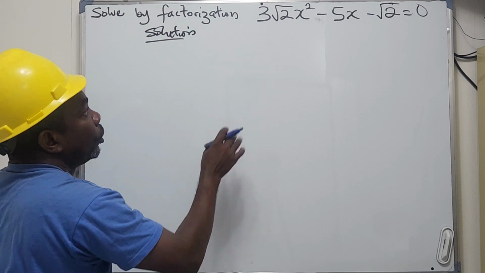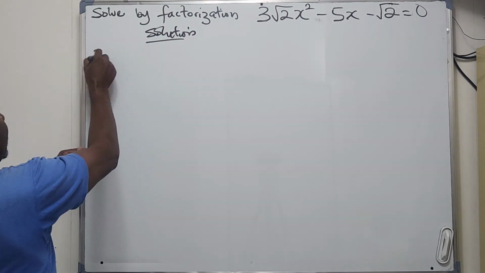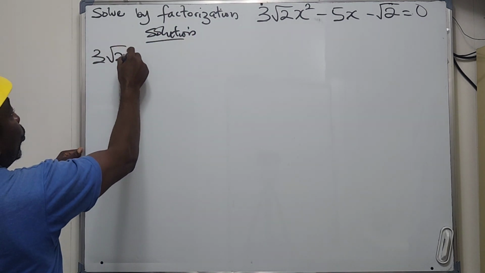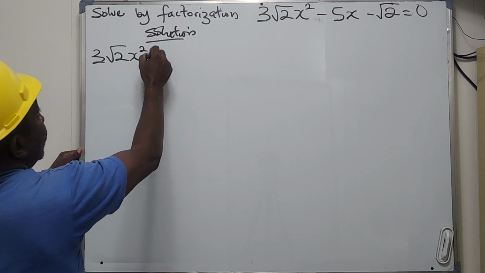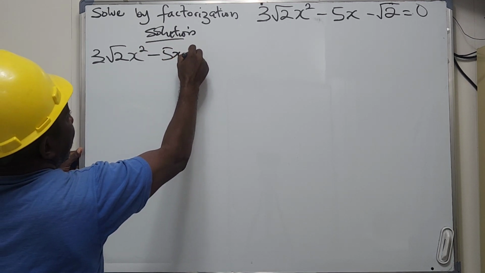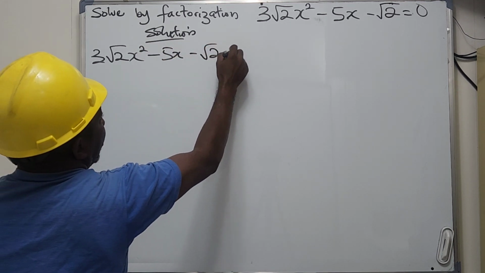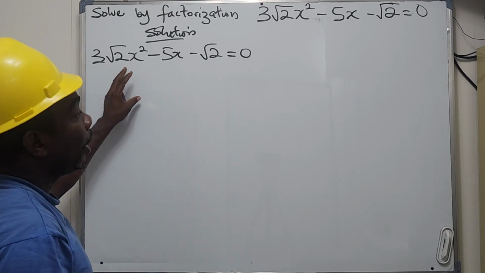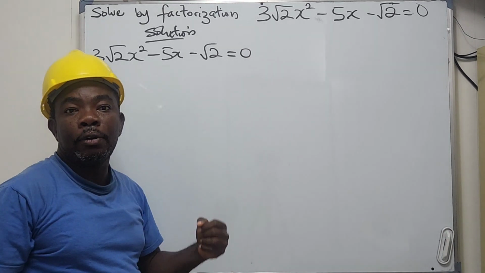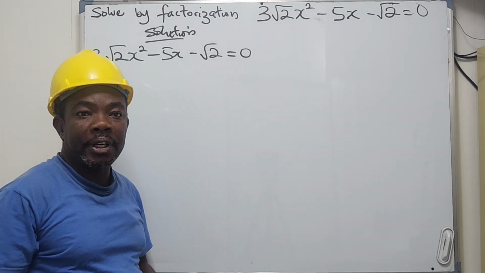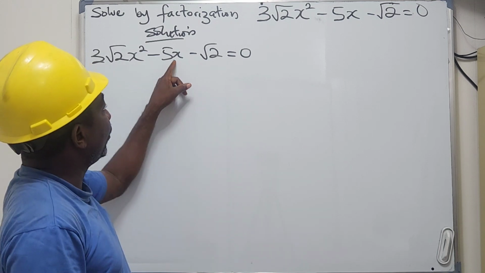So we have a solution. We are given 3 root 2 x to the power of 2 minus 5x minus root 2 equals to 0. And when you look at this, this is a radical function. So we are going to use factorization method for us to find the value of x.